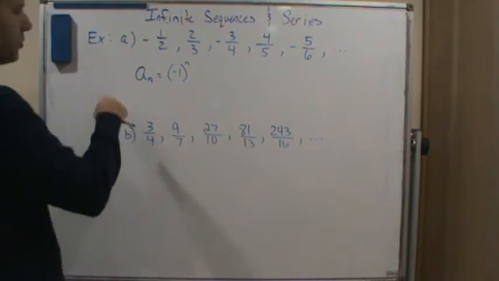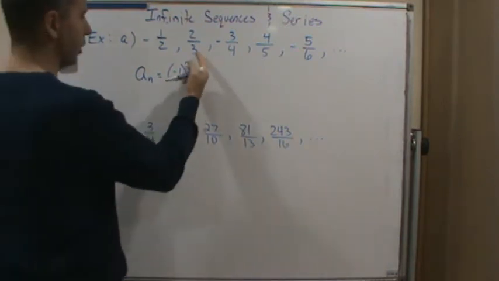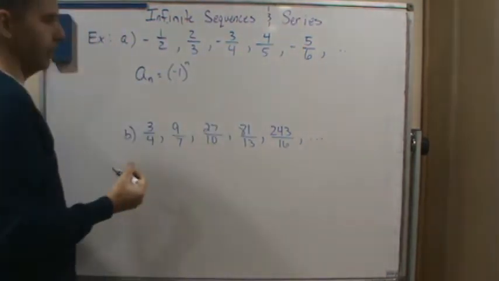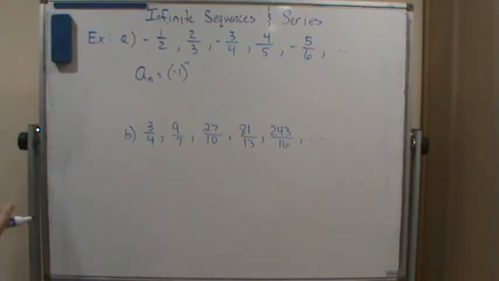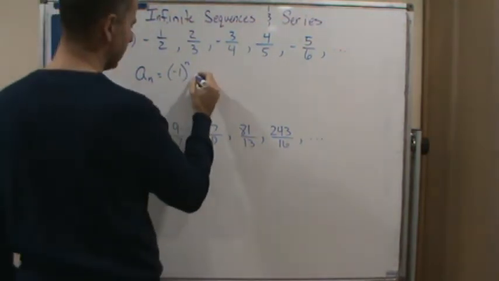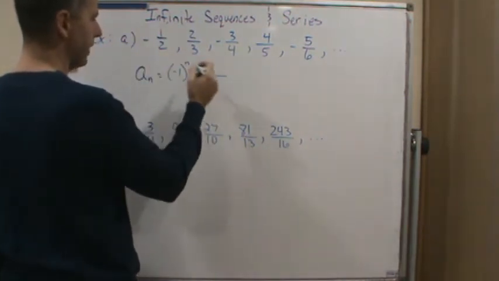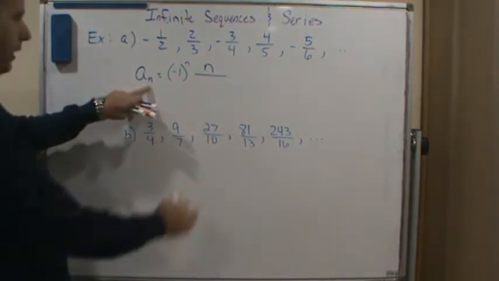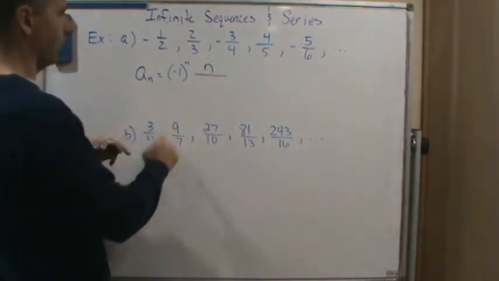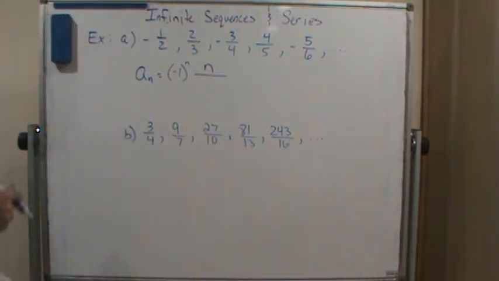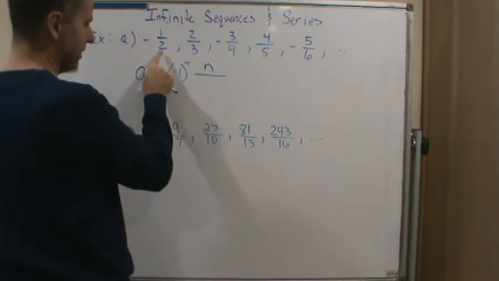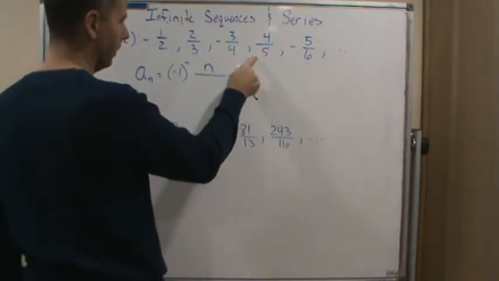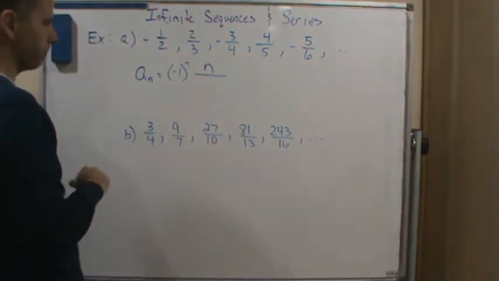Okay? So now the first term, n equals 1, right? Second term, n equals 2. Third term, n equals 3. So the top numbers follow n. Okay? So we'll have, let's say, on top, let's just put n, right? So if n is 1, we have 1. If n is 2, we have 2. So that takes care of the top. What about the bottom? Well, the bottom is 1 more than the top, right? That's the other thing. The bottom is 1 more than the top, okay?